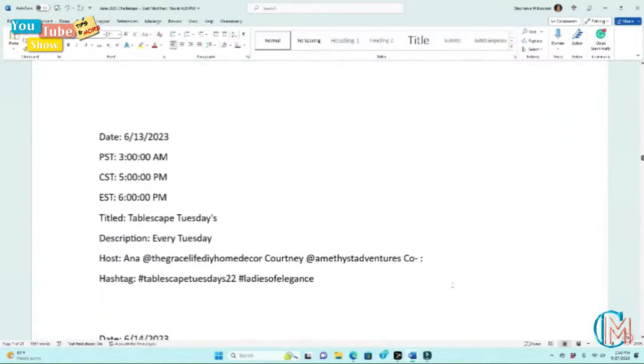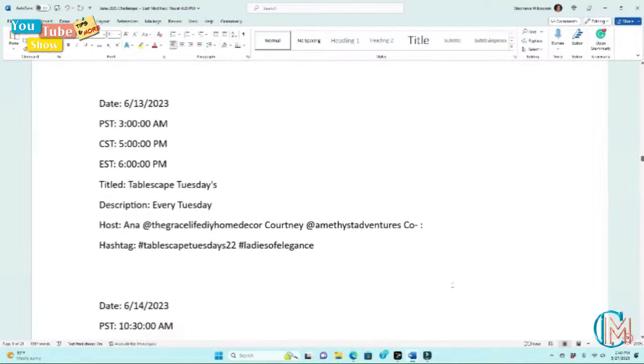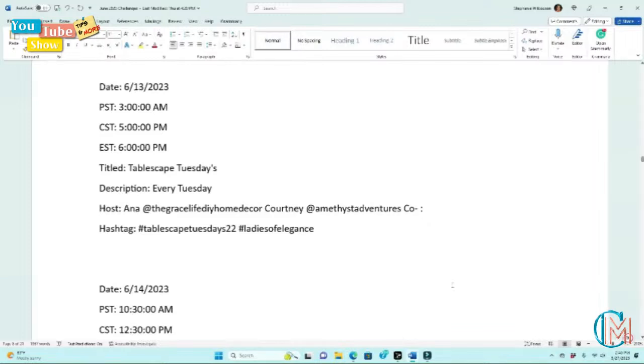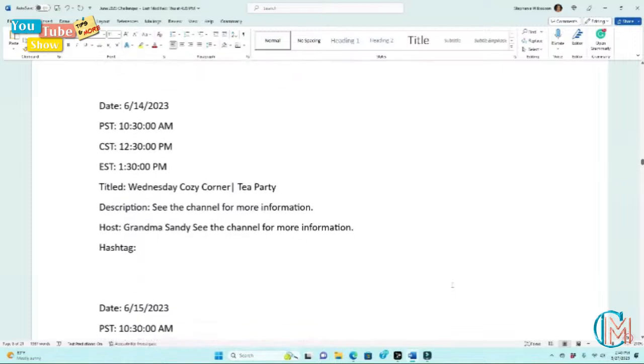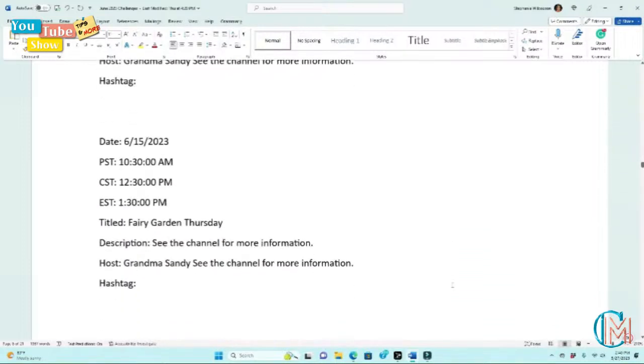On the 13th, we have the Tablescape Tuesday, hosted by Anna at the Grace Life DIY and Home Decor and Courtney at Amethyst Adventures. And on this Tablescape Tuesday, I will be their special co-host, Stephanie at creativelymsme, decorating on a budget. On the 14th, we have the Wednesday's Cozy Corner and Tea Party, hosted by Grandma Sandy.